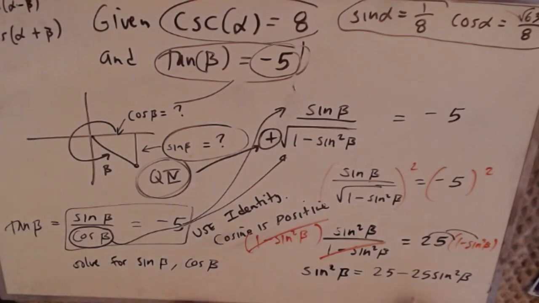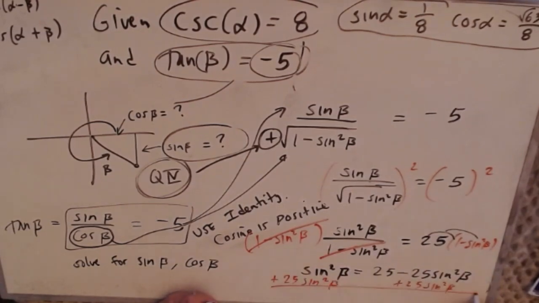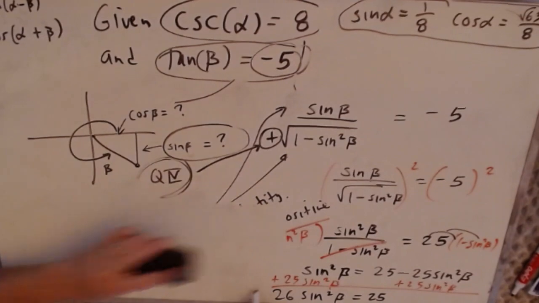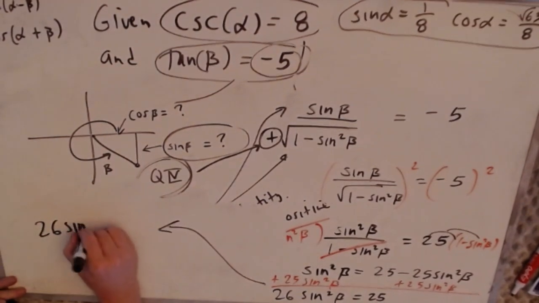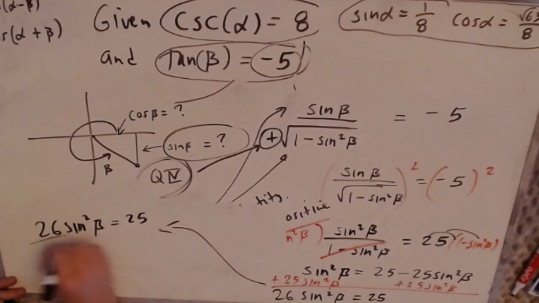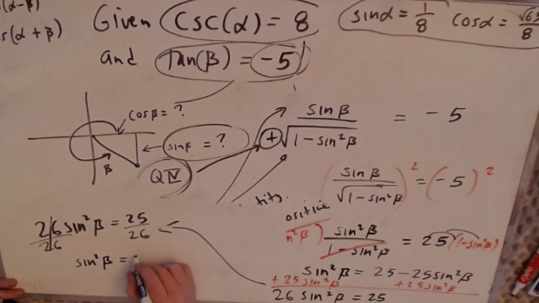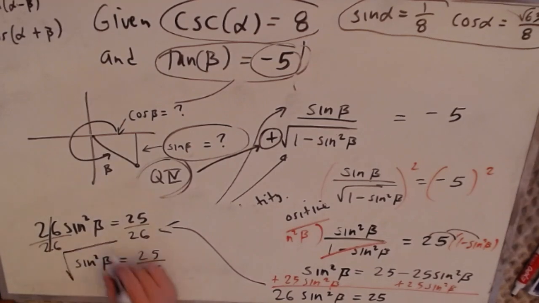Then I'm going to add 25 sine squared beta to both sides. So I get 26 sine squared beta equals 25. Divide by 26. And then take the square root again. Don't forget your plus or minus.